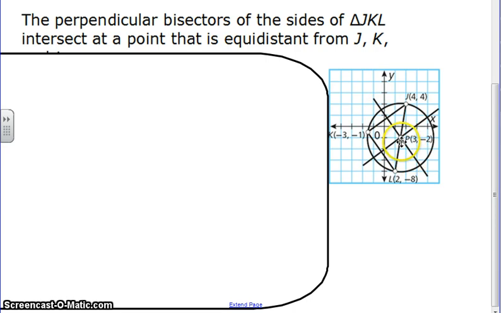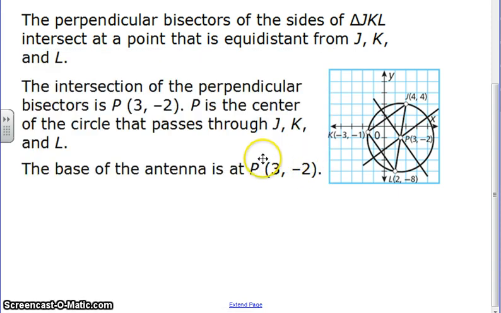and intersecting at this point here, which ends up being the center of a circle that could be constructed using the 3 vertices of that triangle, right? And it's at 3, -2. So P is the center of a circle that passes through, and since it is the center of a circle that has those 3 points on the circle, they are all equidistant from point P. So the base of the antenna would be at the center of that circle.